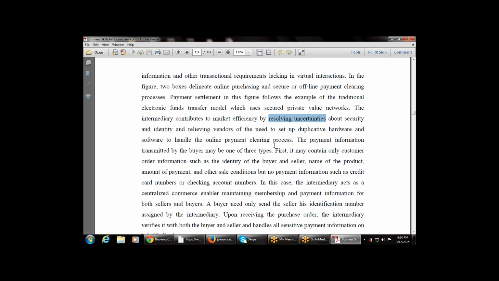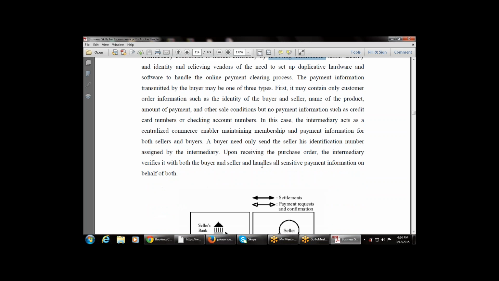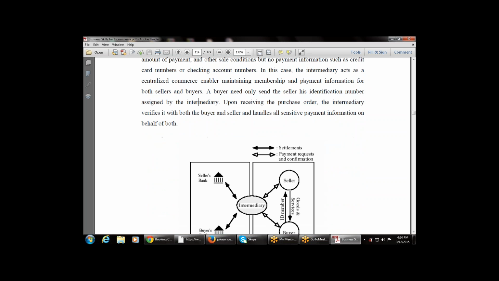In this case, the intermediary acts as a centralized commerce enabler, maintaining membership and payment information for both the buyers and sellers. That is simply an e-payment system. Whenever there is a payment system, a buyer need only send the seller his identification number that is assigned by the intermediary. So there is an intermediary; the buyer sends the information to the seller, simply providing the identification number assigned by the intermediary, and the seller at the same time sends the goods to the buyer. Upon receiving the purchase order, the intermediary verifies it with both the buyer and the seller and handles all sensitive payment information on behalf of both.